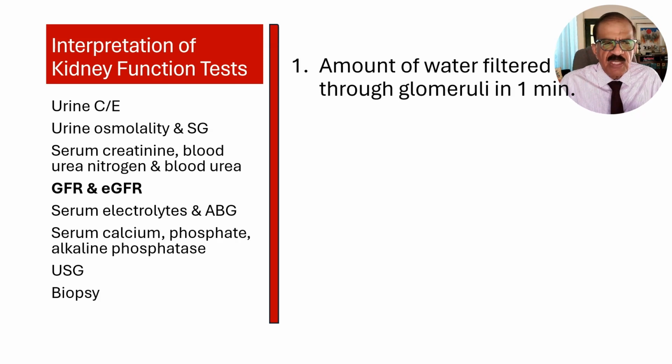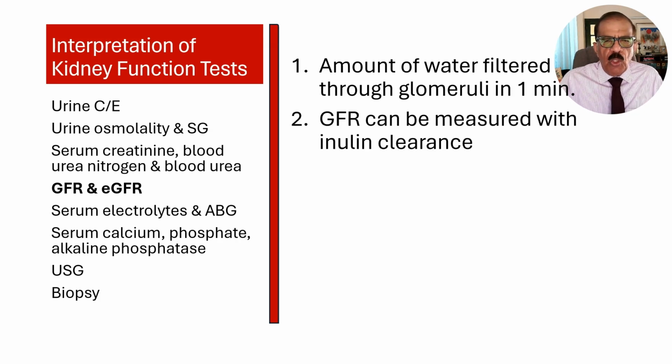As the name says, glomerular: it has to be the water going through the glomerulus. And filtration: the amount of fluid which is filtered into the Bowman's capsule, and that rate. And the rate, of course, is per minute, volume divided by time. So GFR can be measured with inulin clearance.